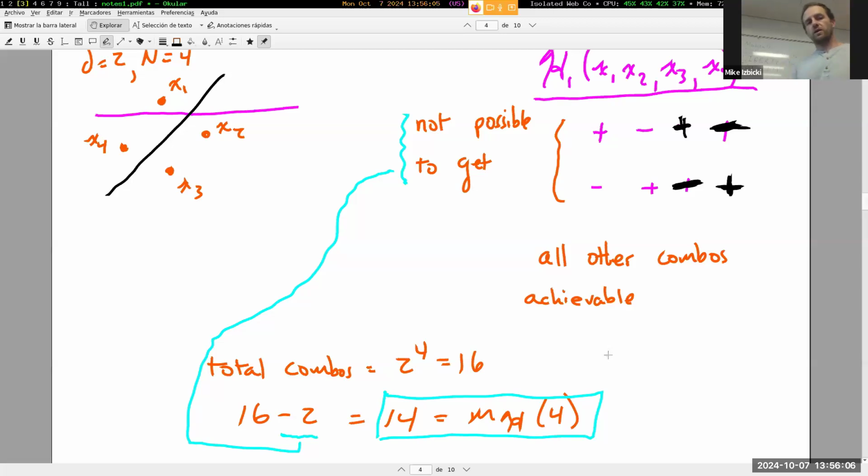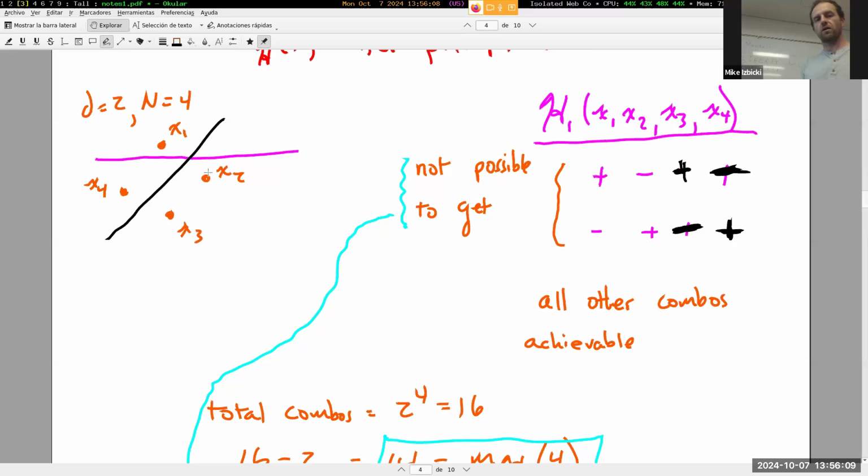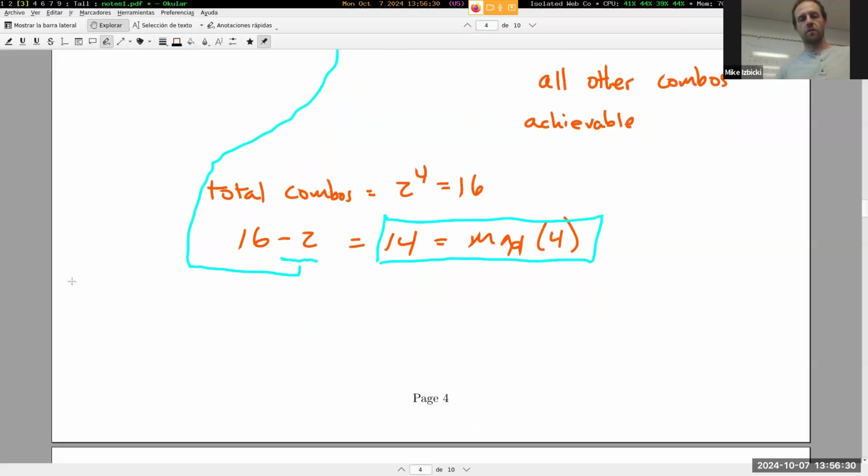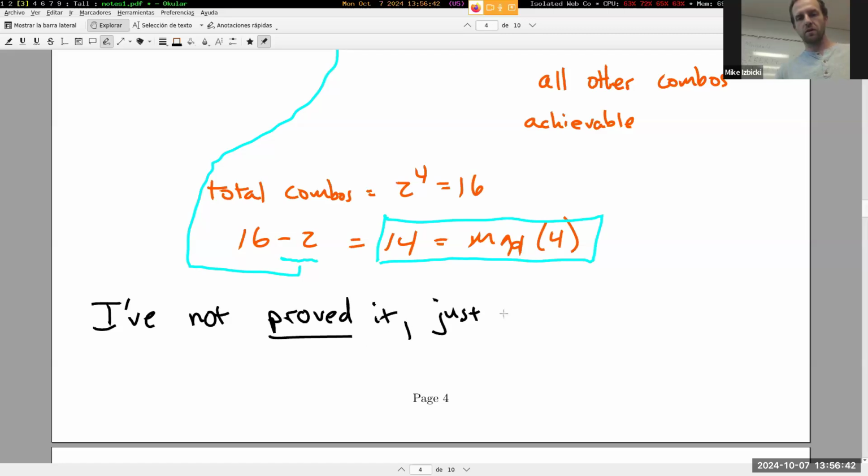This is a good question. I've shown for one particular data set that we cannot achieve a dichotomy of size 16. But the question is, maybe there's a different data set of size 4 that would allow us to achieve a dichotomy of 16. So what I've done here is I've not proved this statement. I've just explained the intuition behind it.